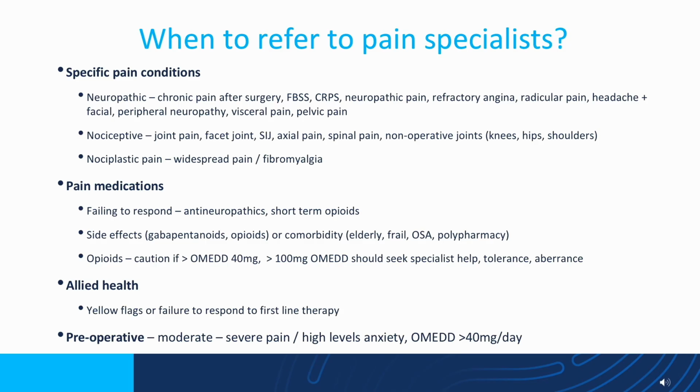From the allied health perspective, if there are yellow flags or they're not responding to simple allied health avenues of treatment, think about pain management specialists. And some patients, and we normally get this from surgeons, if there's a preoperative couple of issues that need addressing, we'll see patients in the preoperative phase, put together a perioperative plan of action and then a postoperative plan of action. But if patients got moderate to severe pain, high levels of anxiety, they're on lots of medications in the preoperative phase, think about engaging a pain specialist.